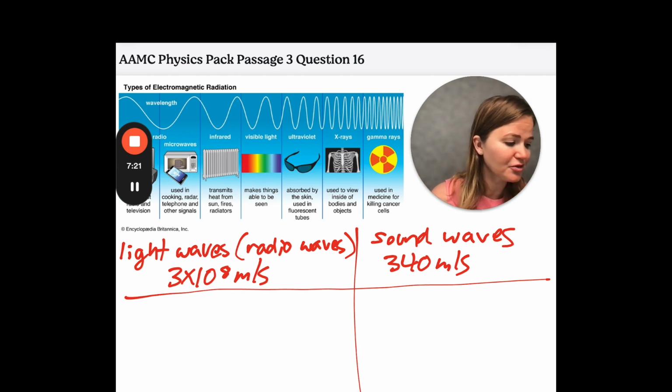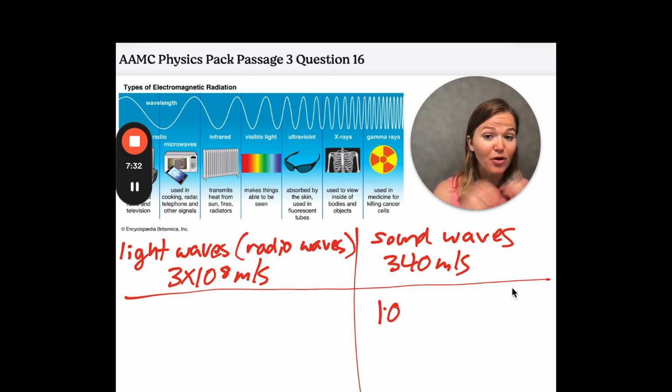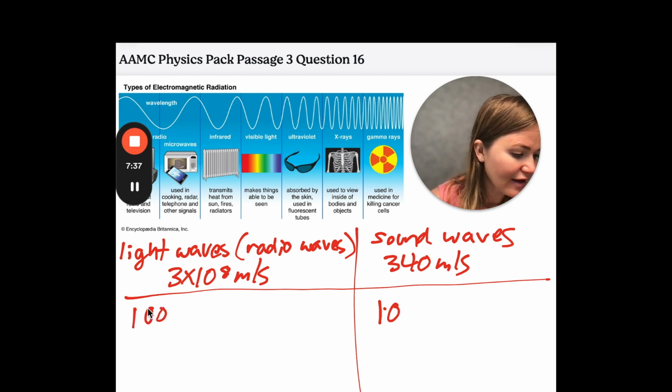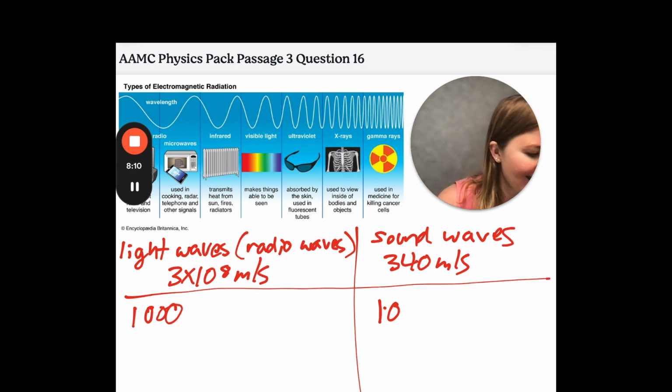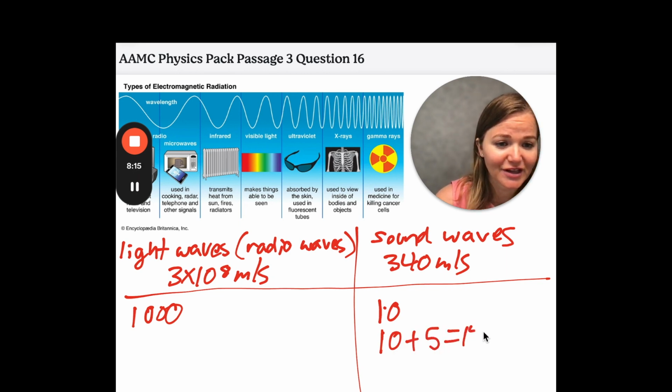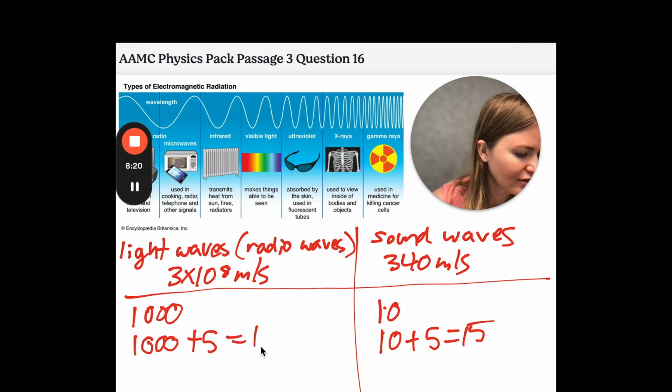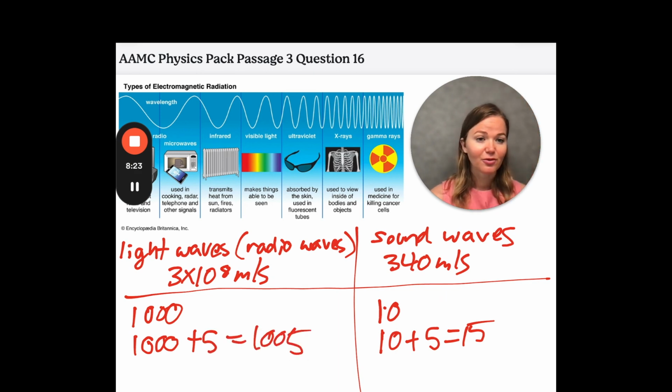So let's say our original value for a sound wave, again frequency or wavelength, we're just going to say was 10, versus our original value for our light waves was a bigger number since they travel faster. Let's say 1,000. Now let's increase each number by 5 and look at the percentage change, right? So if I take 10 and I add 5 to it, I get 15, of course. Versus if I take 1,000 and I add 5 to it, I get 1,005. So what was my increase in each case? It was just 5.